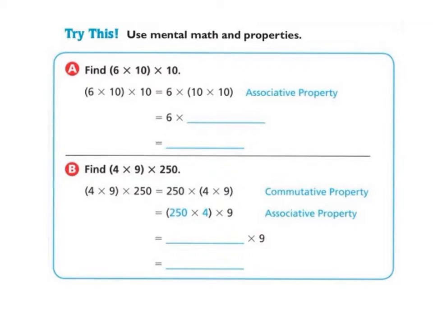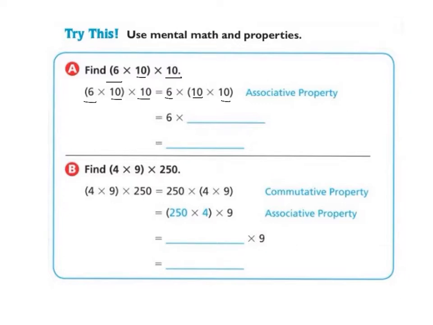On this problem, we're going to multiply 6 times 10 times 10. And this time we're going to use the associative property. The associative property is our grouping property. It's who we hang out with, who we associate with. So notice that my numbers stay in the exact same order. 6, 10, 10. All of my numbers stay in the same order.